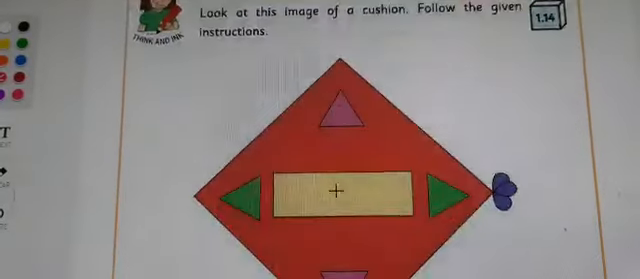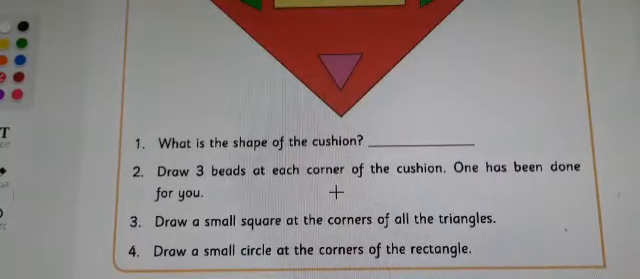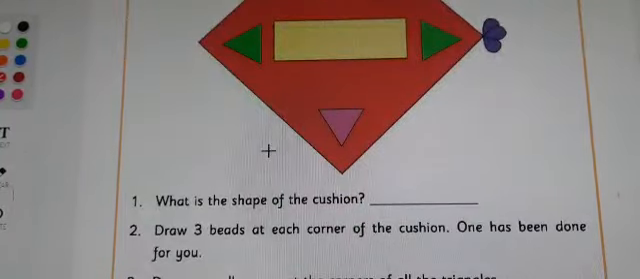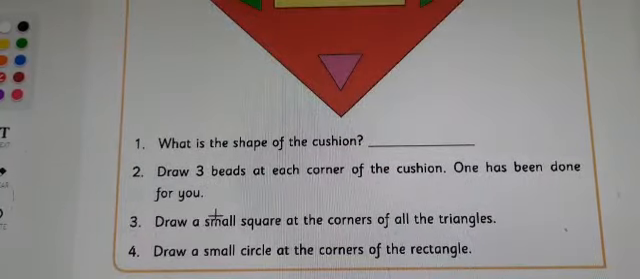Now the last page we will do now. Page number 12. Think and ink. This girl is ready to think and ink the answer. Look at this image of a cushion. Follow the given instructions. Always we have to follow the instructions. It is given below. See here, all these 4 instructions we have to follow.